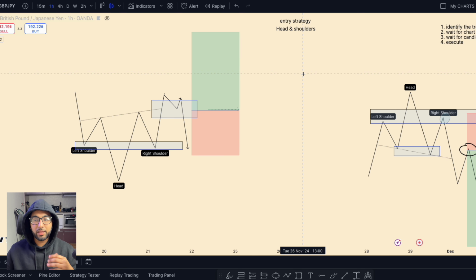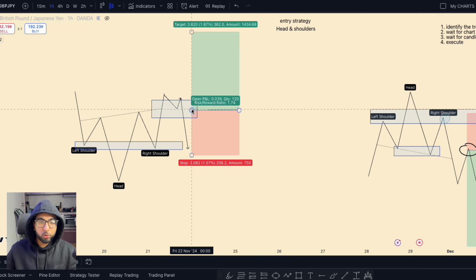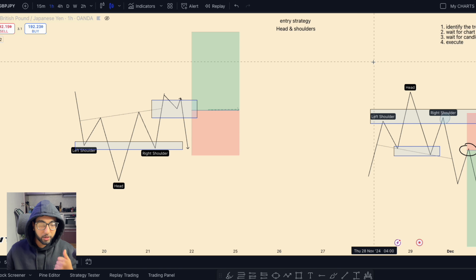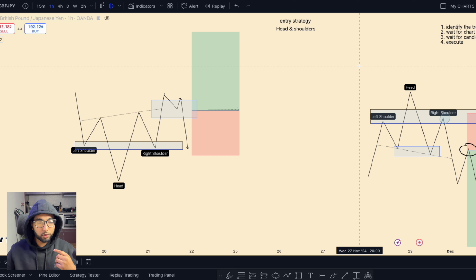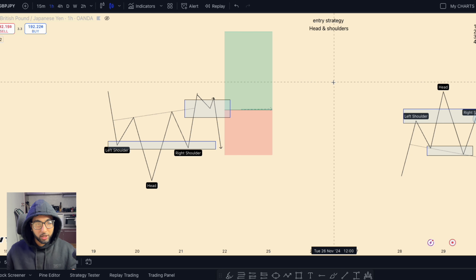Even with the entry protocol, I'll still wait for a candlestick pattern. Even though the chart patterns are on the 1 hour or the 4 hour, I will still look for the entry, the engulfing candlestick, or I will look for a morning star, evening star, right? So to answer that question, guys, it's whatever you're comfortable with. The higher the time frame, the better.